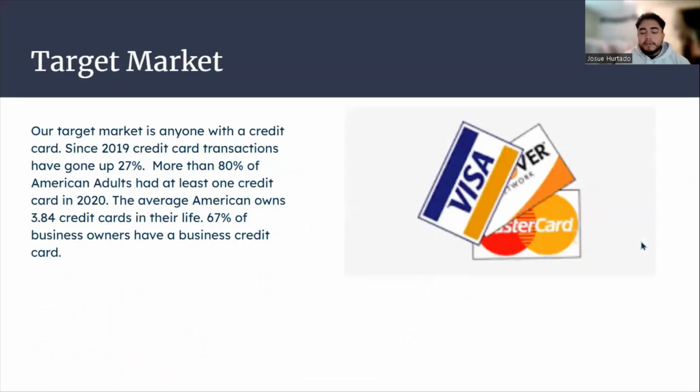Then our target market is basically anyone with a credit card. And as we said before, in 2019, transactions went up 27% with credit cards. More than 80% of adults in 2020 owned a credit card. And the average American owns almost four credit cards in their lifespan. And 67% of businesses have a credit card.